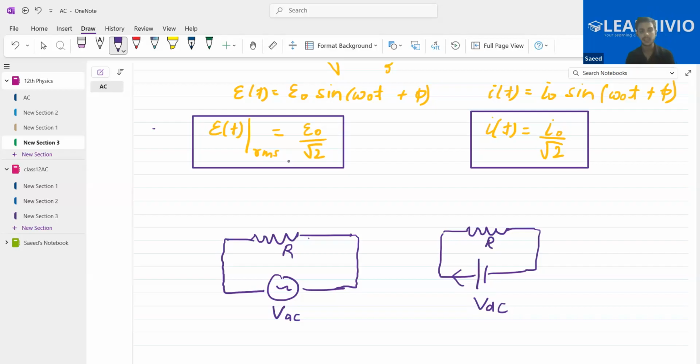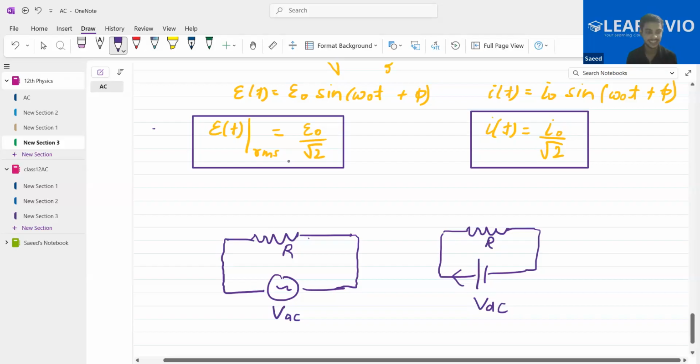Understood? So if we say that power equals VI, and we have a very high voltage, can you say that you are getting a very high power also? If the voltage is high, then they're directly proportional, so power will also be high.